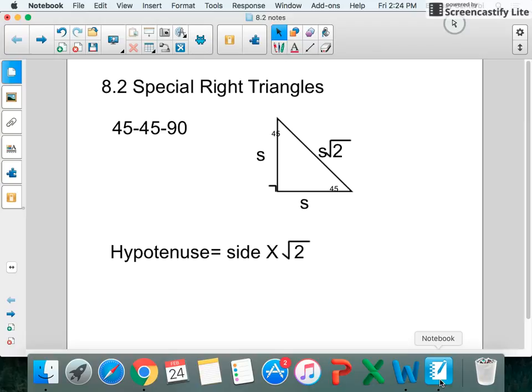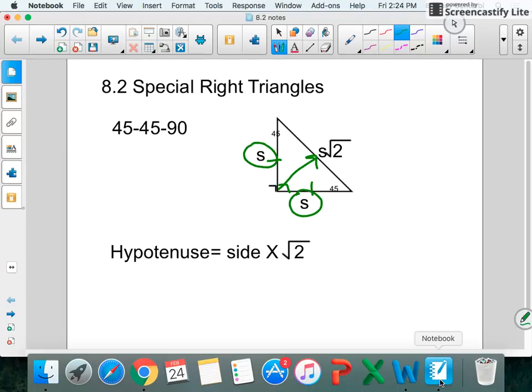With the worksheet, you guys should have already figured out the ratios for 45-45-90 and 30-60-90. We're just going to look at a few examples and mathematically how to do them. So remember, this is an isosceles triangle here, so the sides are always congruent. The sides will be congruent, and then the hypotenuse, which is across from the right angle, for the 45-45-90, you will do the side, whatever the side length is, times the square root of 2, and that will give you the length of the hypotenuse.